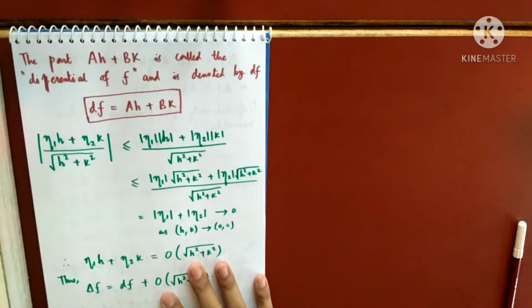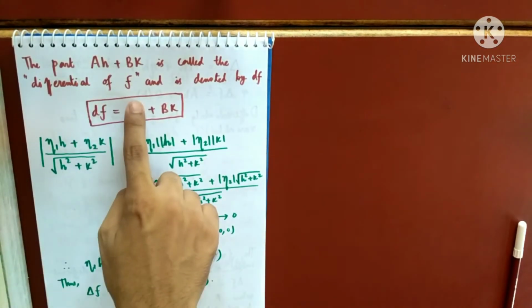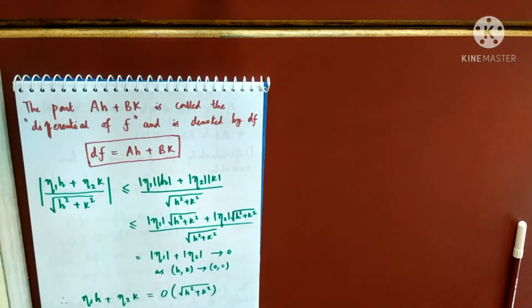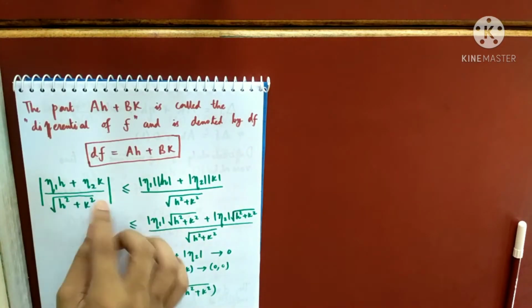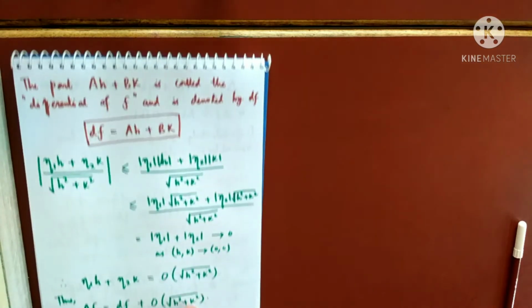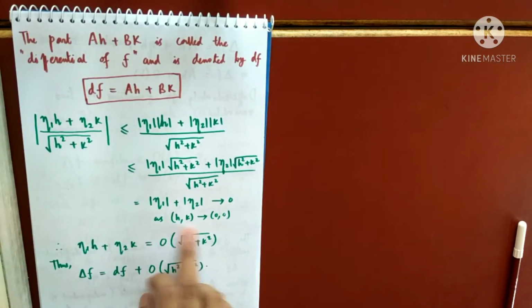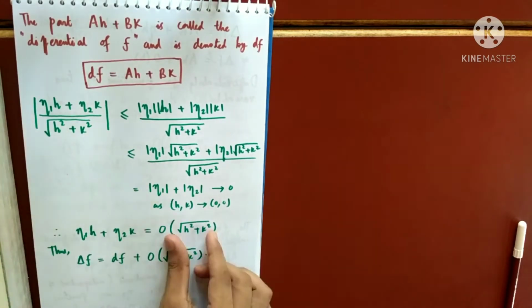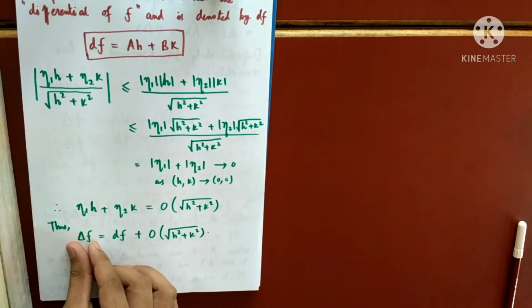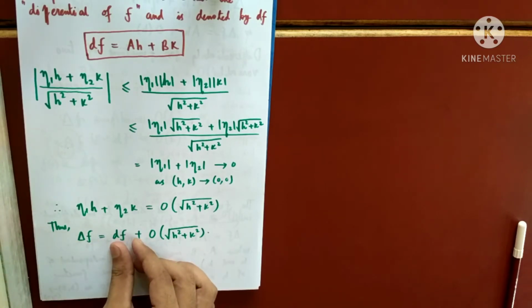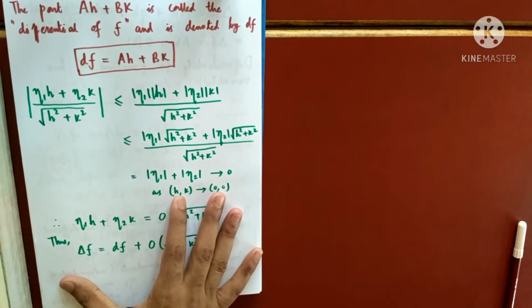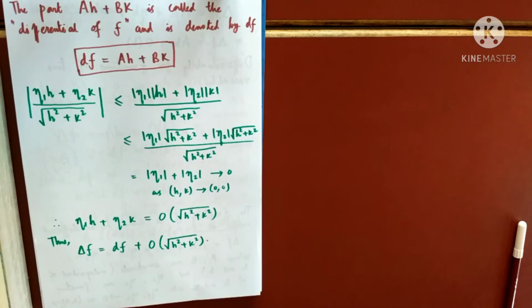So yes, this part is called the differential of f and is denoted like this, and this can be expressed using the triangle inequality, all those things. This tends to 0 as h comma k tends to 0 0. So this part can be written as order of this thing, and thus the increment can be expressed in this form, differential plus order of this thing. So this is the notion of differentiability in R2.